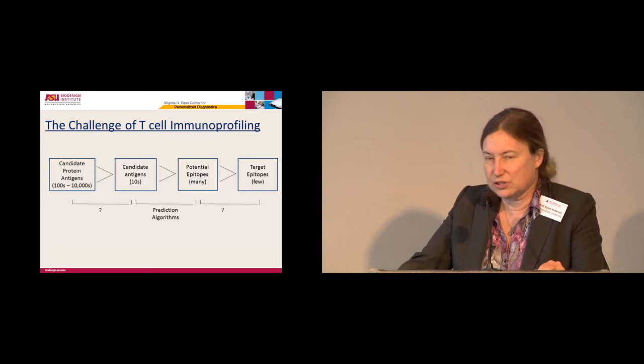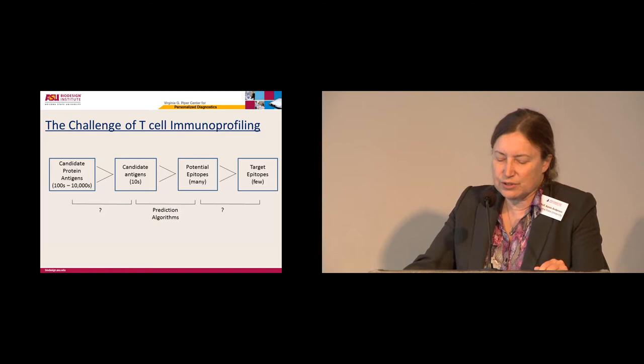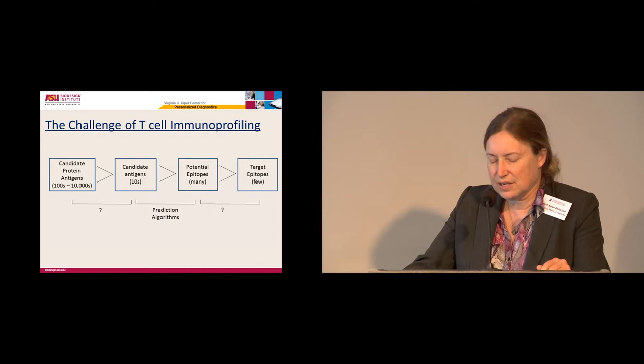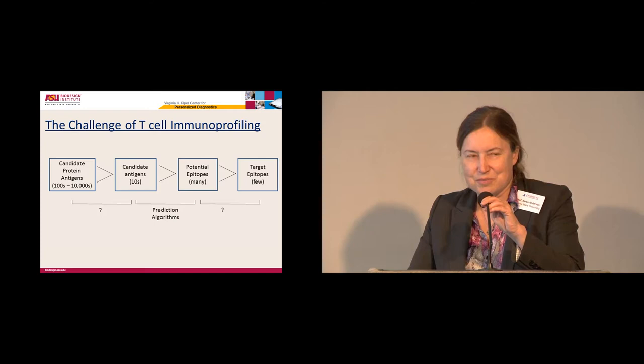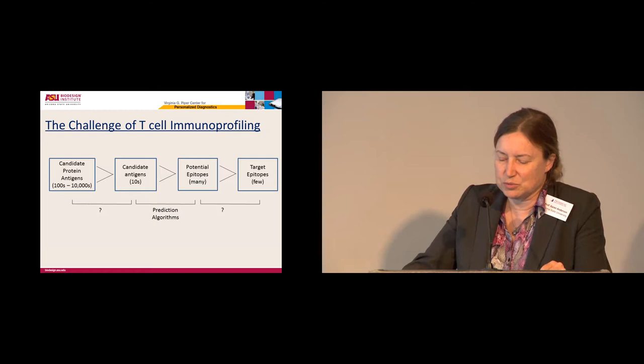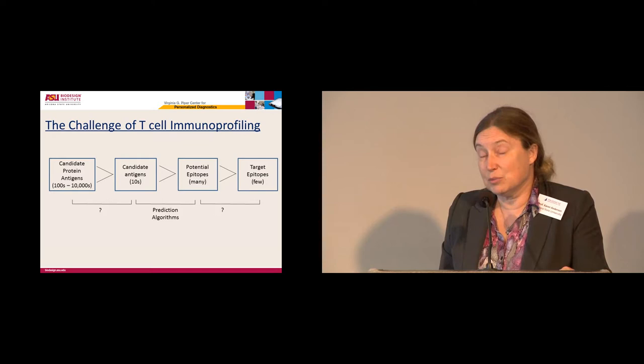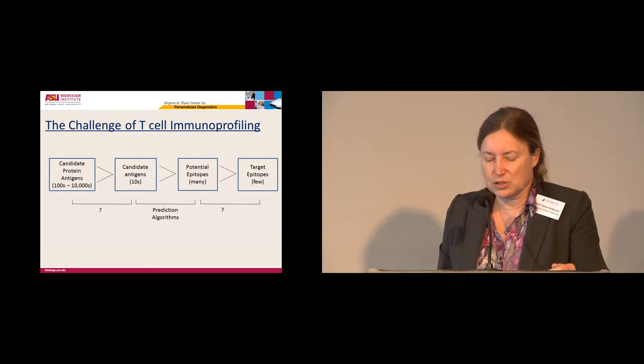You can use prediction algorithms to get yourself down to a limited number of candidate antigens. And for those of us who can't afford a lot of pentamers, you really need to narrow them down bioinformatically and otherwise to go after individual potential epitopes. Understanding the rules of immunogenicity, how we prioritize neoepitopes in particular in the cancer field, and how we improve our prediction algorithms to help do this has been the focus of a lot of what my lab has been working on.